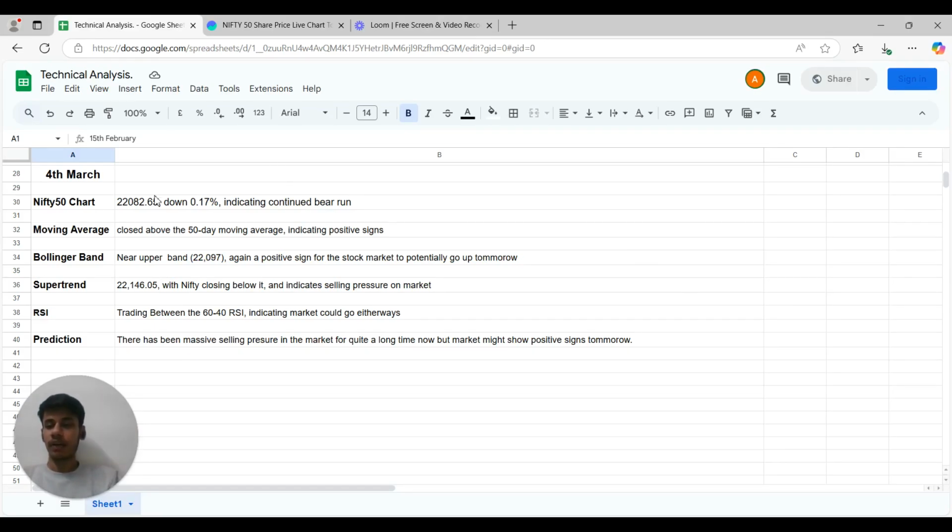Today the market closed at around 22082.65, down 0.17%, which continues the bear run. The price closed above the 50 moving average line, indicating positive signs. The Bollinger Band also closed near the upper band, which indicates that the market might potentially go up tomorrow as well. The super trend has a completely different story. It indicates continued selling pressure on the market. The RSI was trading exactly between the 60-40 RSI, indicating the market could go either way.